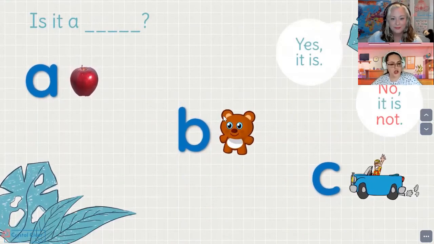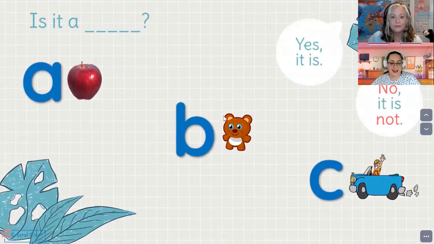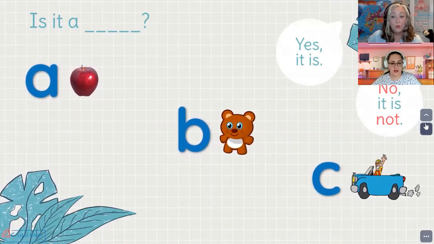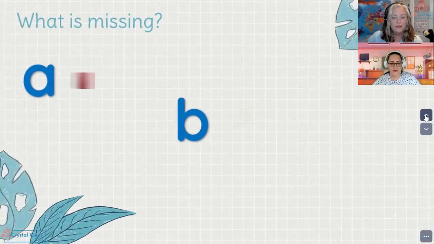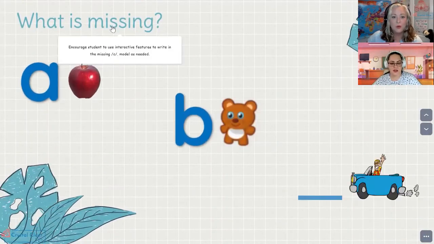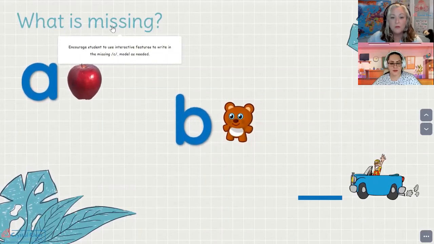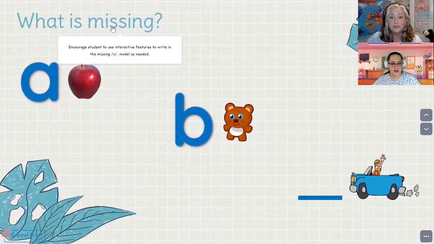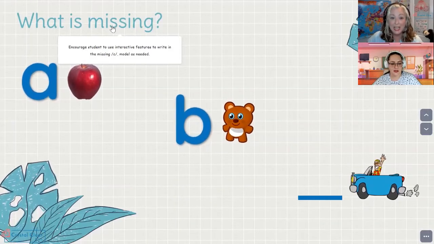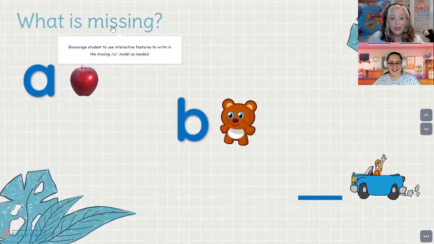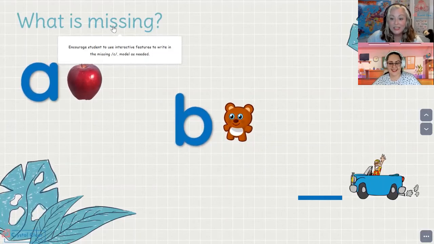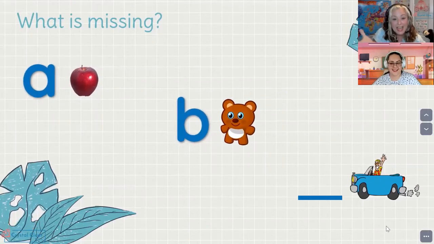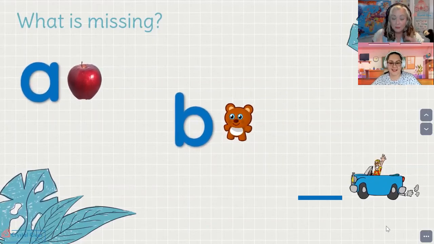If I'm not sure what to do on a slide, where do I go or how do I figure it out? Right, great question. So a lot of the slides will have info that pops up if you hover over the title like this. So encourage students to use interactive features to write in the missing C, for example. Other slides, you'll see little key icons, and a key is like a teacher's notes. And again, you hover or click on that and some notes will pop up.